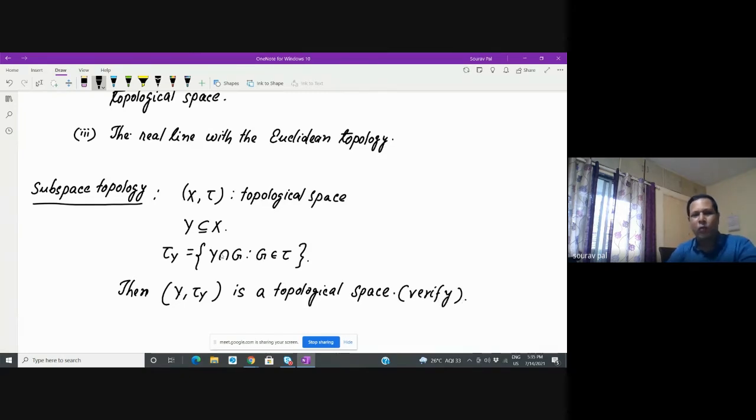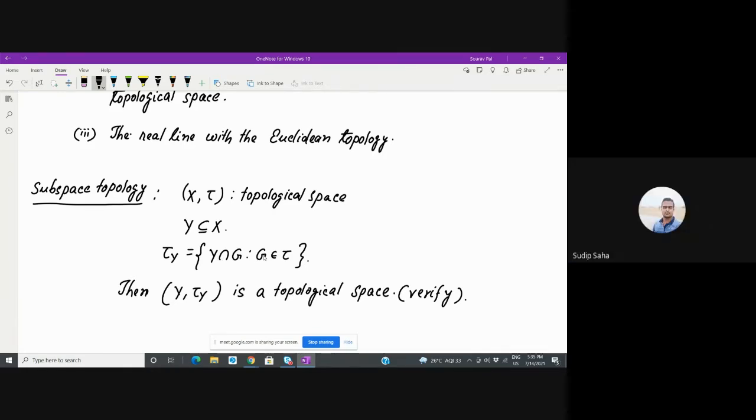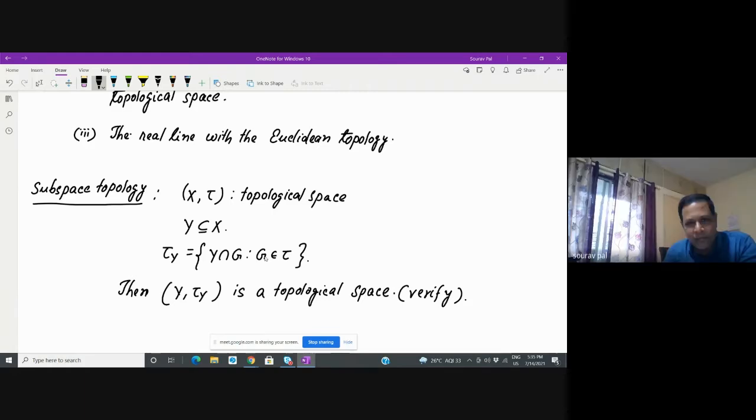It contains Y. Why does it contain Y? It has to contain phi and Y, right? If you want to get back Y from this collection, what G would you choose? X itself. Yes, exactly, X itself. So one can easily verify that it's a topological space, and it is equipped with the subspace topology.